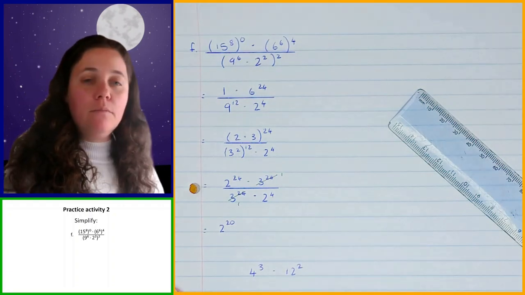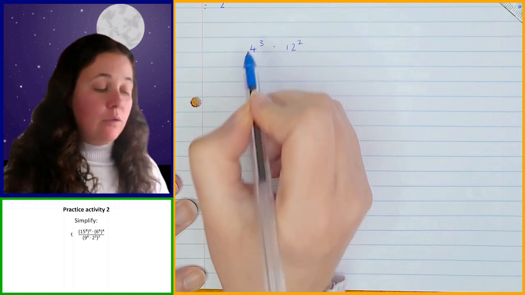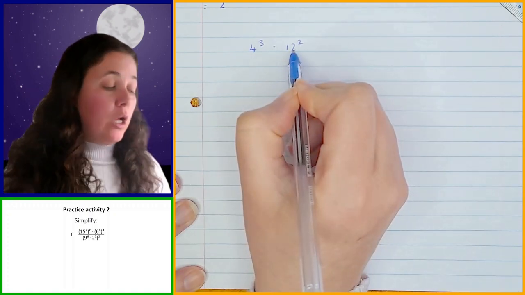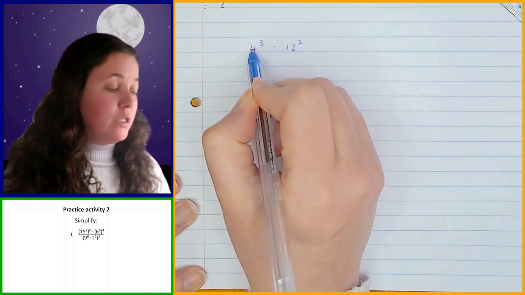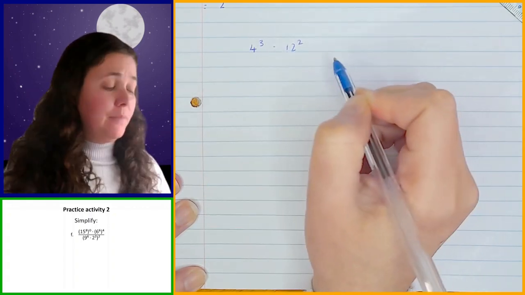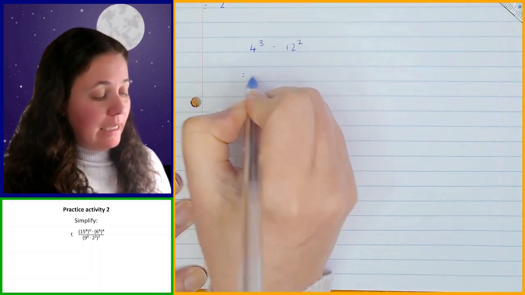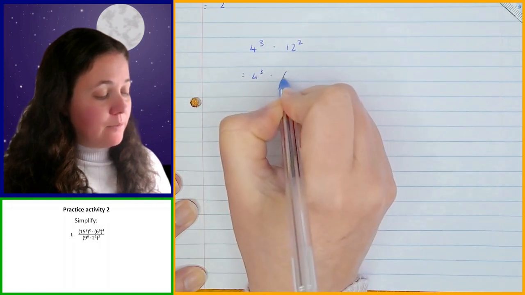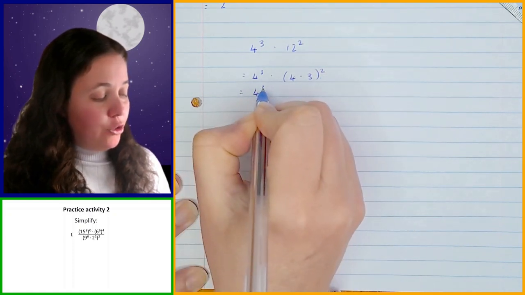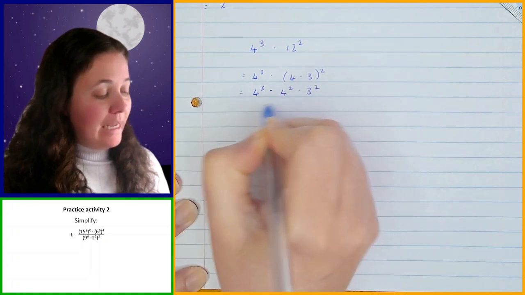Okay, now in this example, 4 is not written as a product of its prime factors. It's not a prime number already. Neither is 12. However, I don't need to change this to 2s because 4 is a factor of 12 and there's nothing else that has just 2 as a factor. So I can take this and I can write it as 4 cubed times 4 times 3 to the power of 2. That gives me 4 cubed times 4 squared times 3 squared, and then I can combine those.